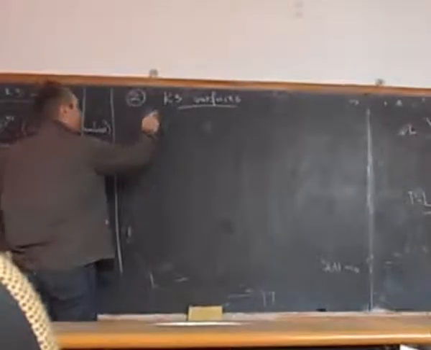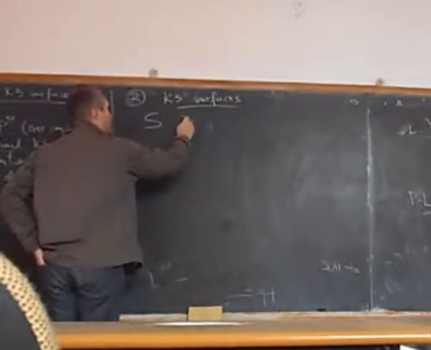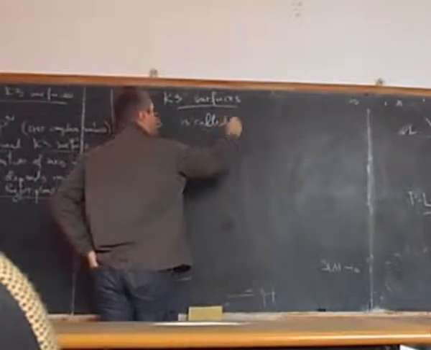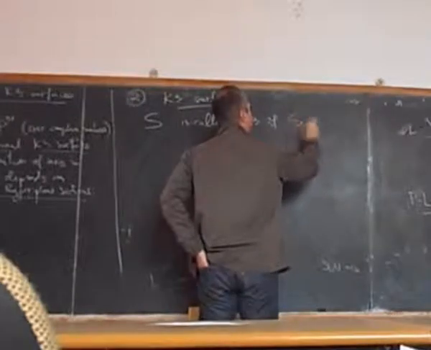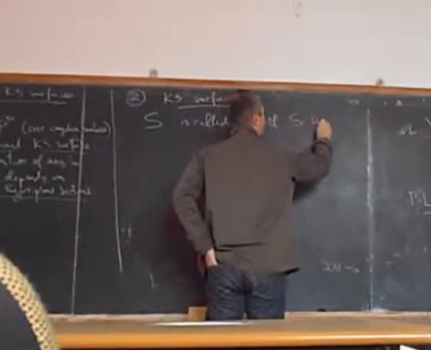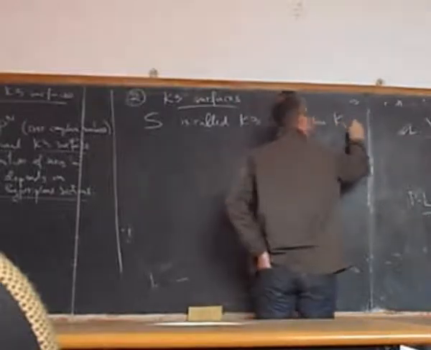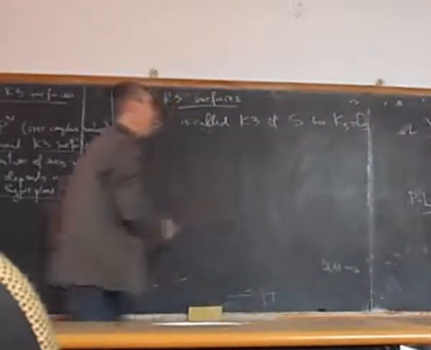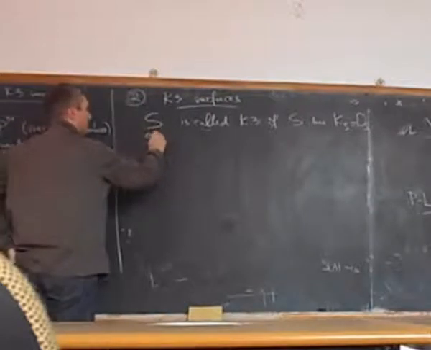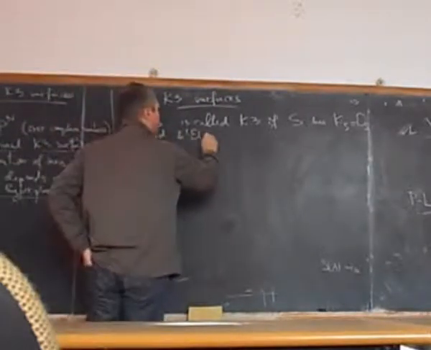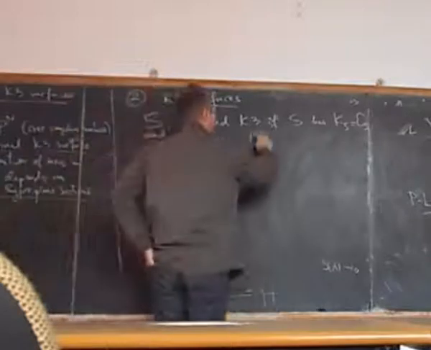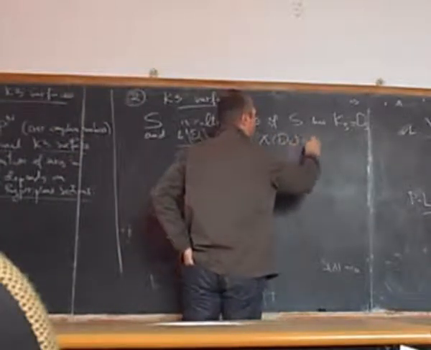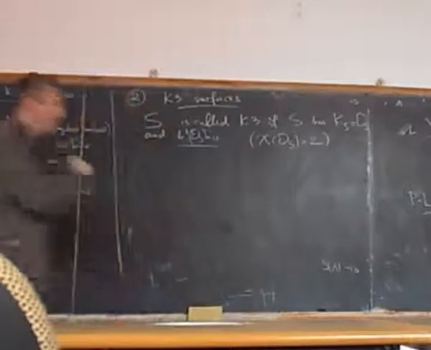So what is a K3 surface? S is a surface that has a trivial canonical bundle and H1 of S is 0. Which in particular would mean that the Euler characteristic is 24.